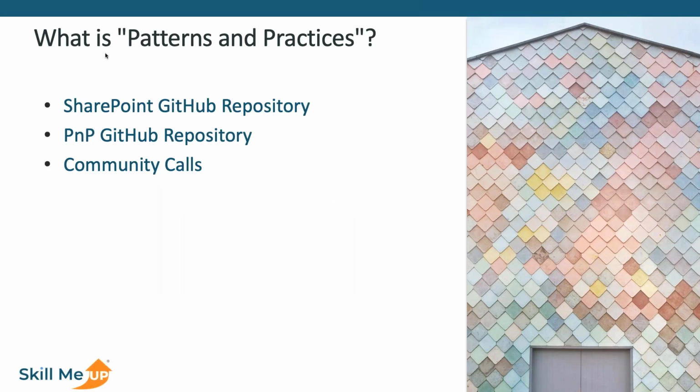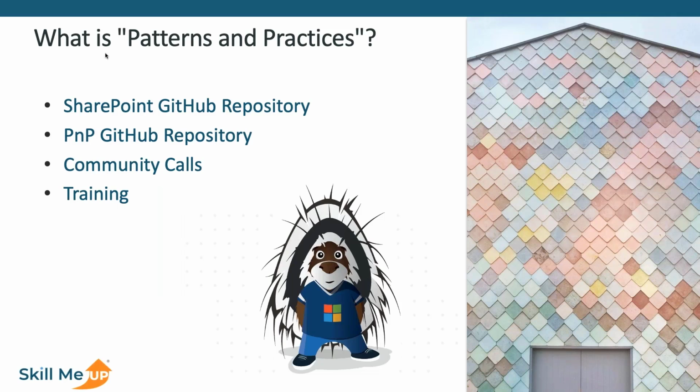Now, the patterns and practices are built up into these four buckets. So there's a SharePoint GitHub repository, which stores documentation, samples, code samples. For example, if you want to download a specific web part that's been built, then you can go to the GitHub repository to get that.